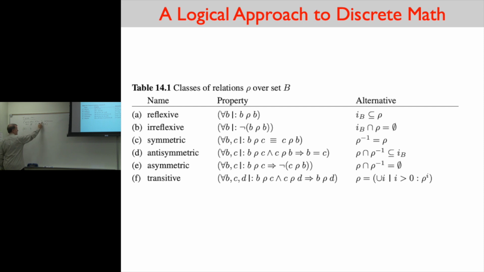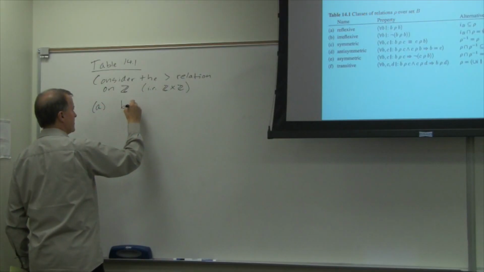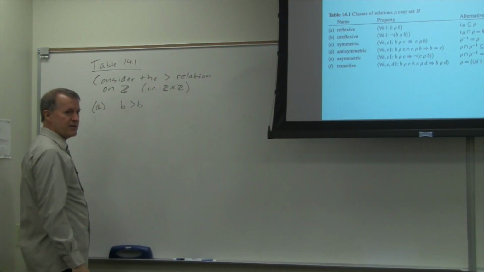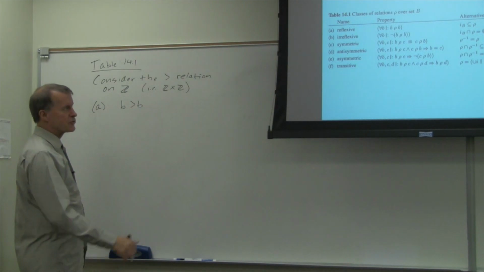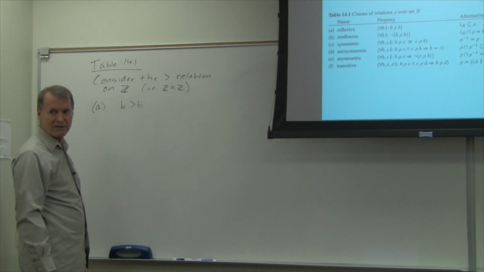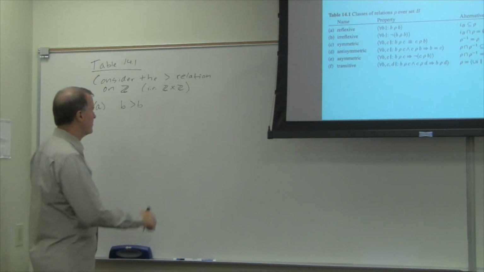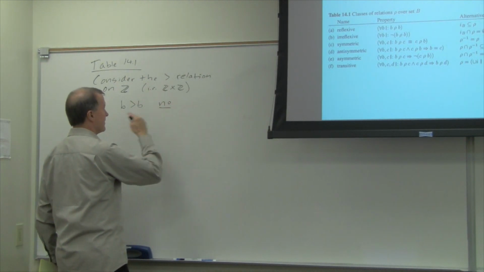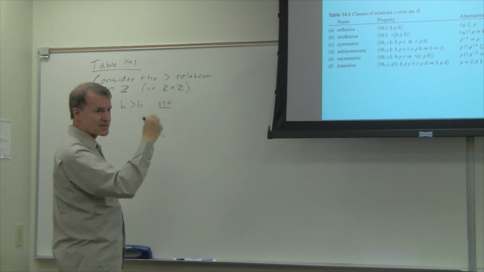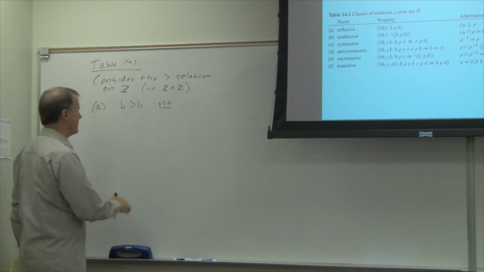Okay, so let's consider this relation. Here the relation is row. Here it is a specific relation, greater than, right? So is this true? B is greater than B. For all B, is that true? Is it true that for all B, B is greater than B? No. So therefore, greater than is not reflexive. Are you with me?